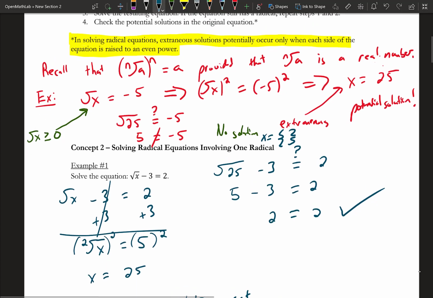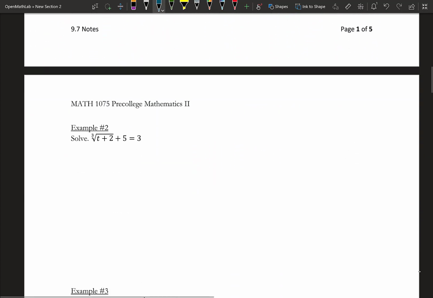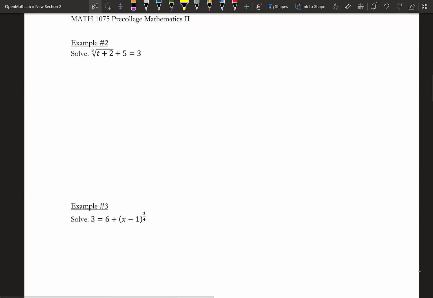There's nothing that would work. Right? So example 2 is similar, except my index is 3 now. So we want to do the same thing. We want to isolate the radical part, right? So I want to isolate this part that I put in a box. So we have the cubed root of t plus 2, plus 5 equals 3.